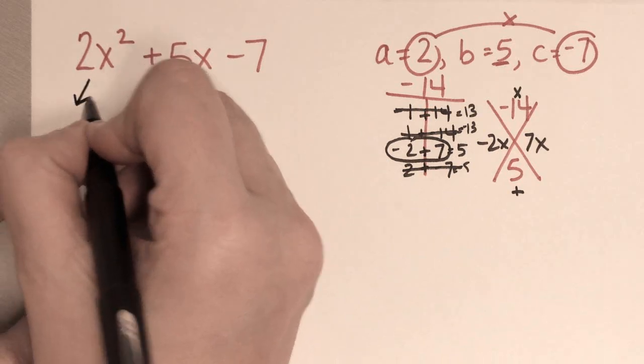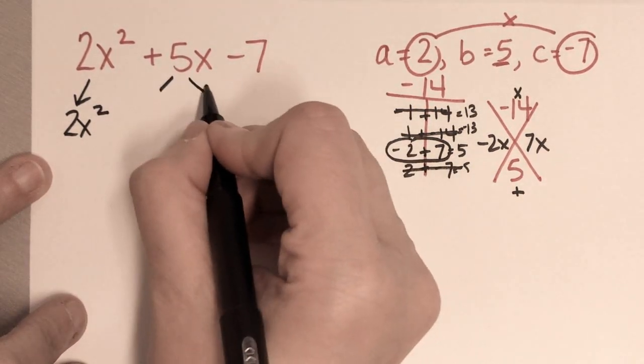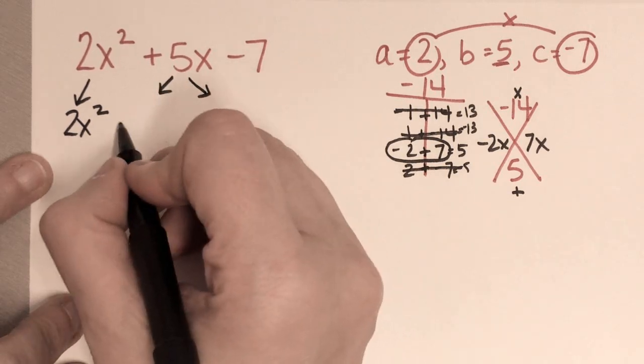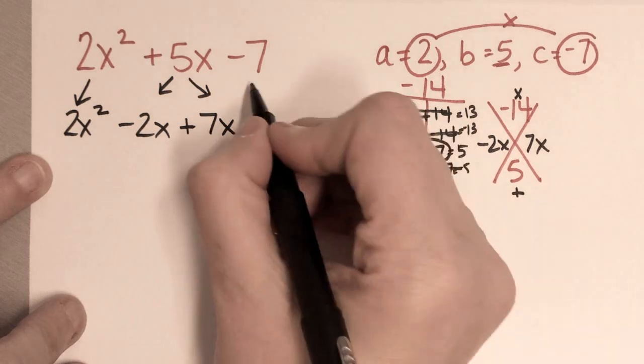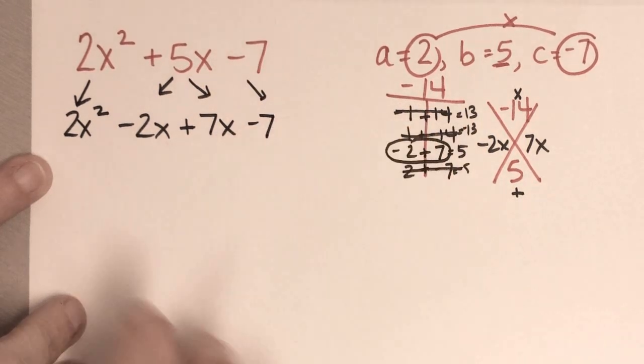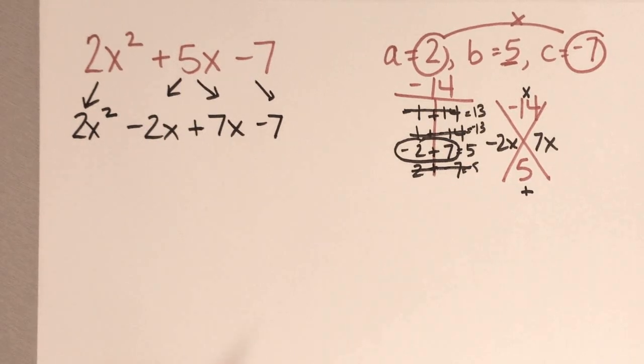So I leave the 2x squared alone. I split my 5x into negative 2x plus 7x, and then I leave my negative 7 alone. Okay? Okay, so that's phase two. Now I'm ready to factor. All right.